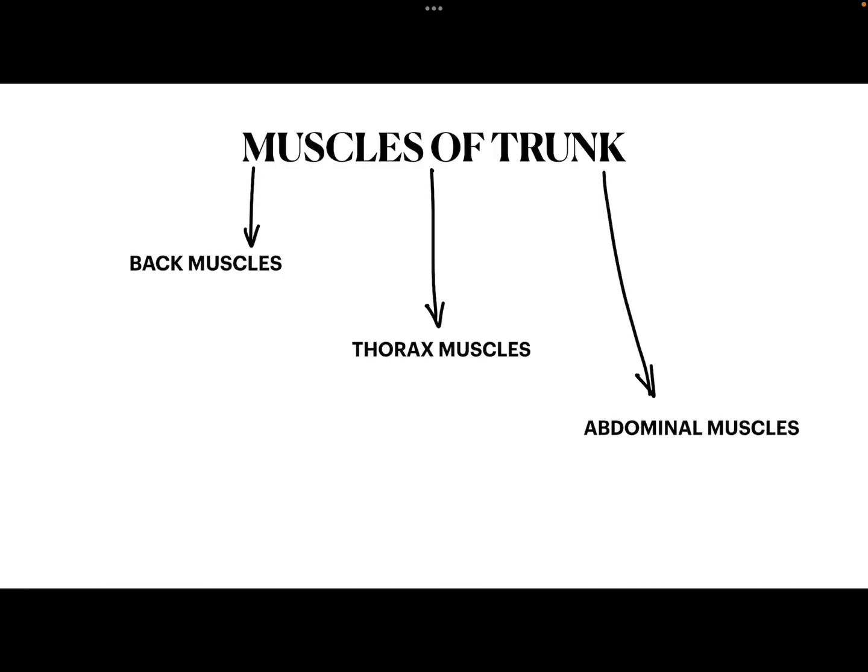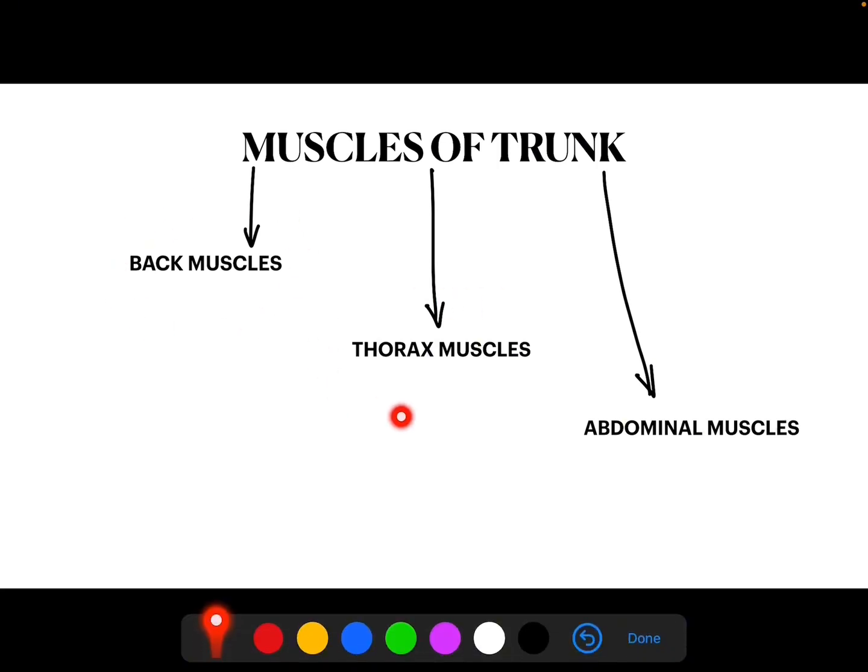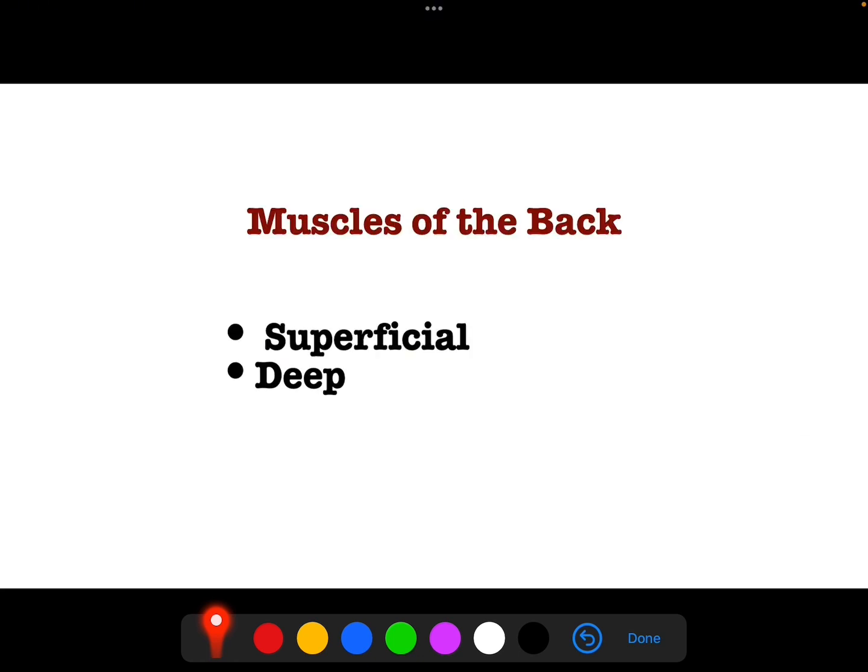The muscles of the trunk are basically divided into three groups: back muscles, thorax muscles, and abdominal muscles. So let's begin with the muscles of the back. It has two layers: superficial and deep.